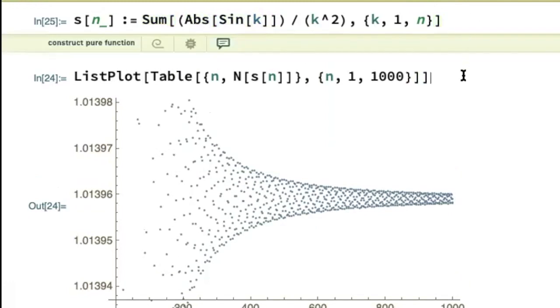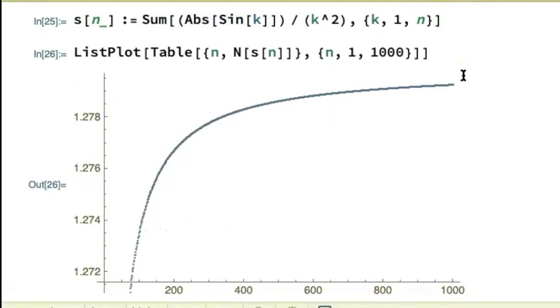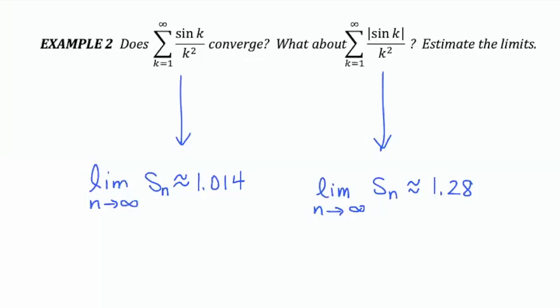Restore that function. And here's what the absolute value partial sums look like. In this case, you can see it does appear that they are also converging, much different behavior. We're not seeing positives and negatives, of course, because we put the absolute value in there, everything is positive. And we're converging to some number a little bit higher than 1.278.